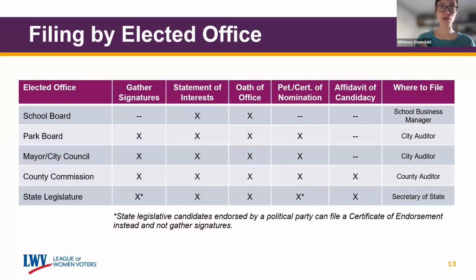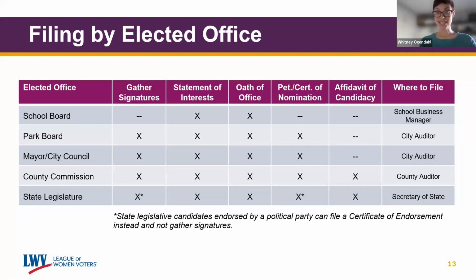So if you look at school board, you don't have to gather signatures. You have the statement of interest and oath of office form, and you bring it to your school business manager. That's who you file with. Park board, mayor, and city council or commission, that's all the same for both of those. You gather your signatures, fill out your 3 forms, and bring it to your city auditor. County commission, you fill out all the forms and gather the signatures and bring it to your county auditor's office.